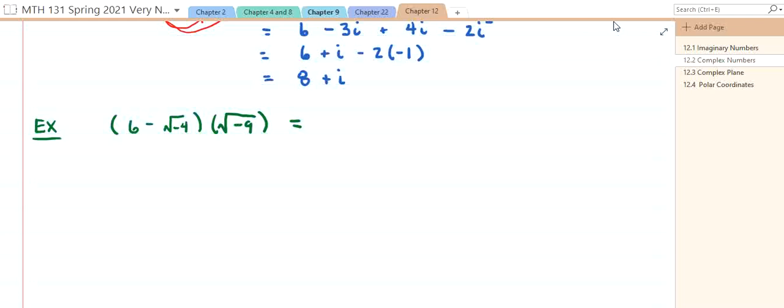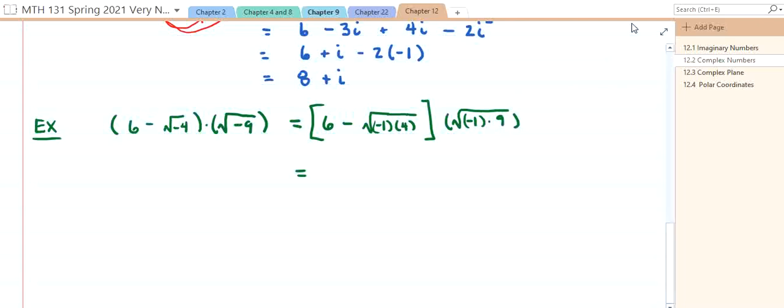So suppose it comes in a different form. Suppose our multiplication looks like this. We can solve this problem. Let's first convert this to 6 minus, so the square root of minus 4 is the square root of minus 1 times 4. And then all of this is still multiplied by the square root of minus 9, and the square root of minus 9 is the square root of minus 1 times 9.